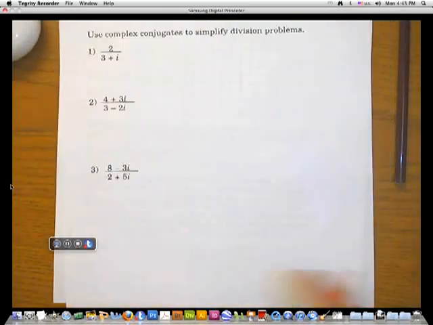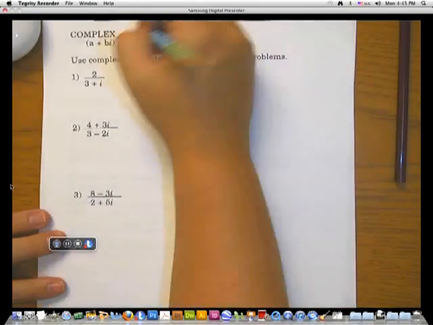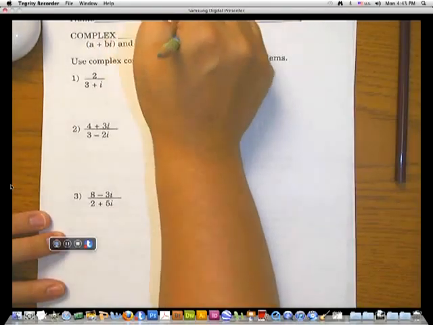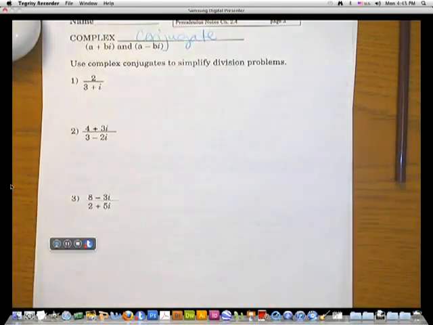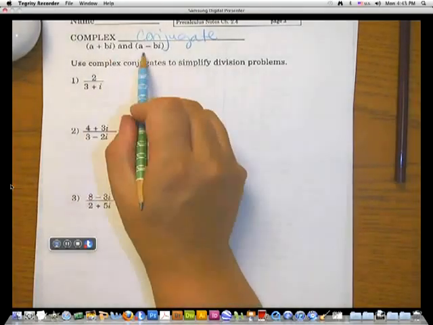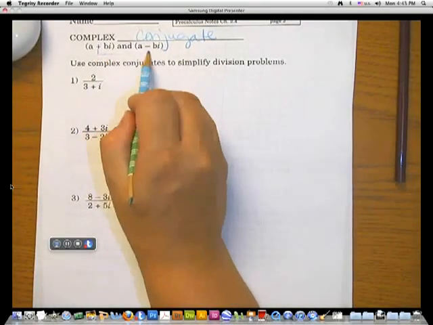Now when we divide with complex numbers, it's very similar to radicals, meaning you can't have radicals in the denominator, you can't have imaginaries in the denominator. And the way we get rid of those is we use what's called the conjugate. It's the exact same word that we call it for radicals. And what that is that it's the same numbers, it's the same order, just opposite middle signs.